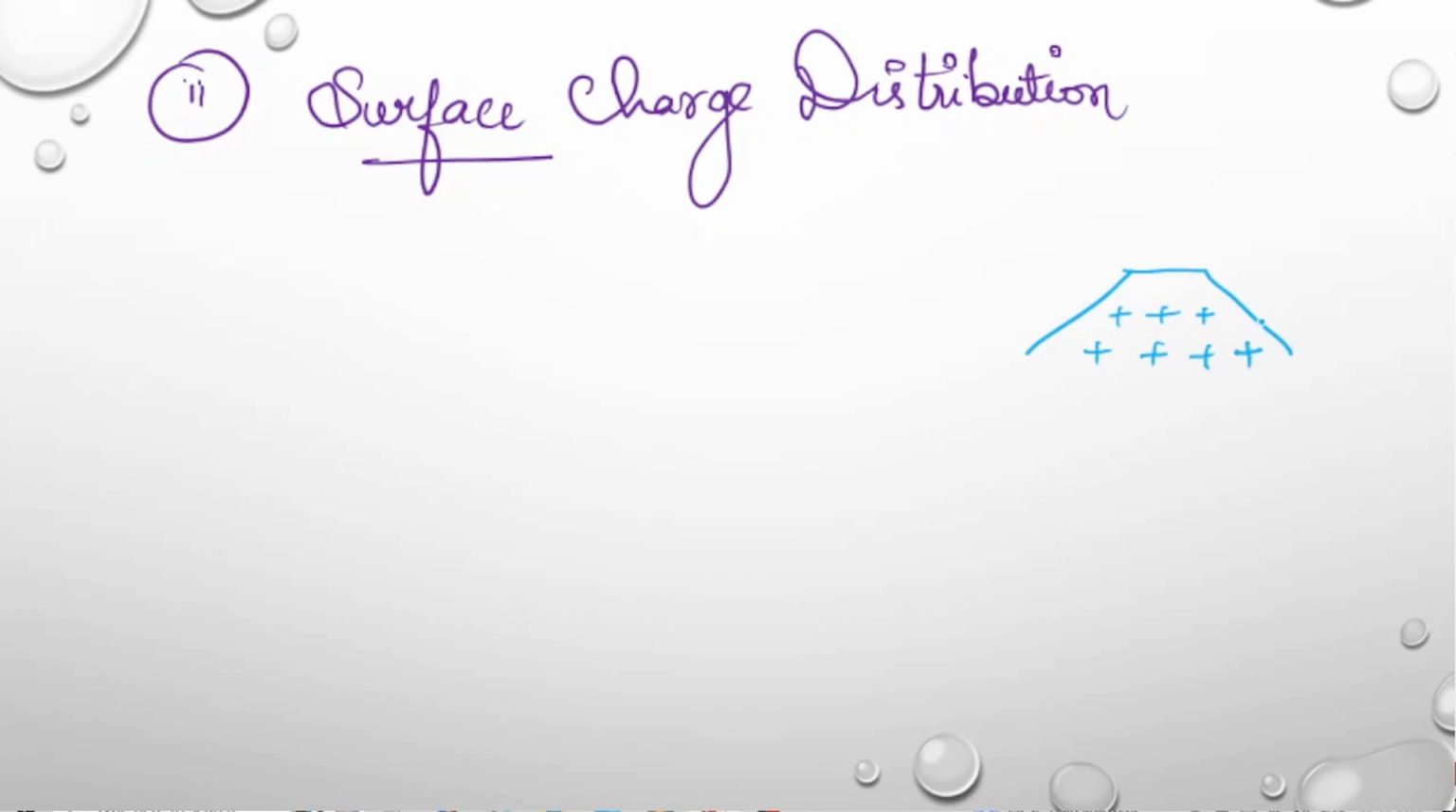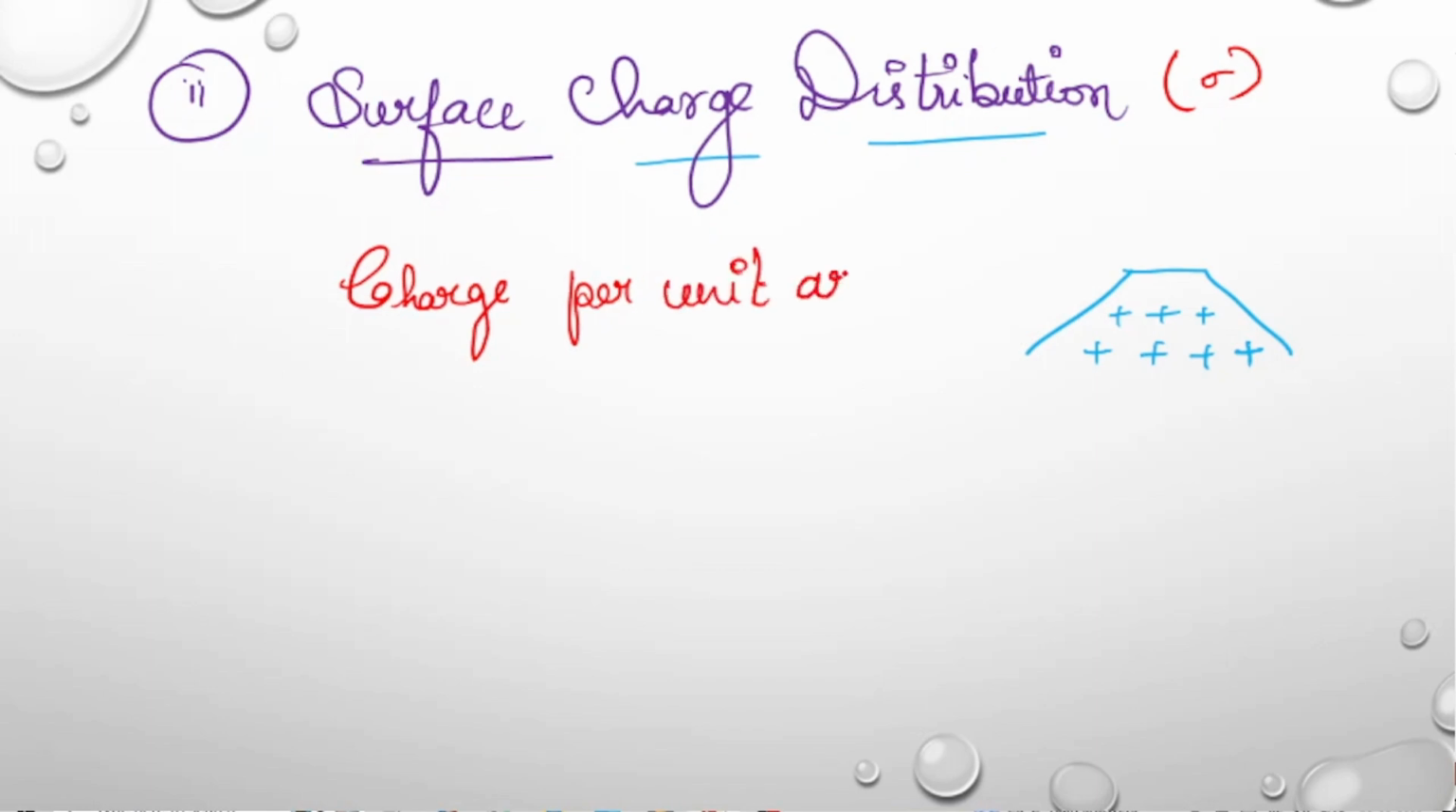So inside a particular confined area, if the charges are filled, we call it surface charge distribution. Surface charge distribution is usually represented with the symbol sigma. So what can you say about surface charge distribution? It is the charge per unit area.